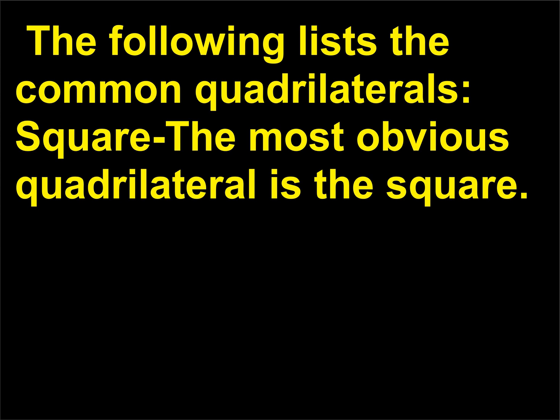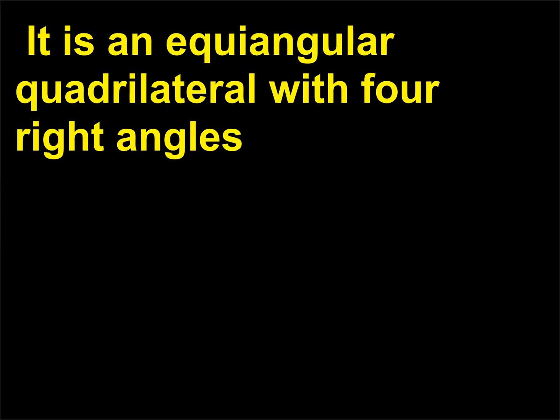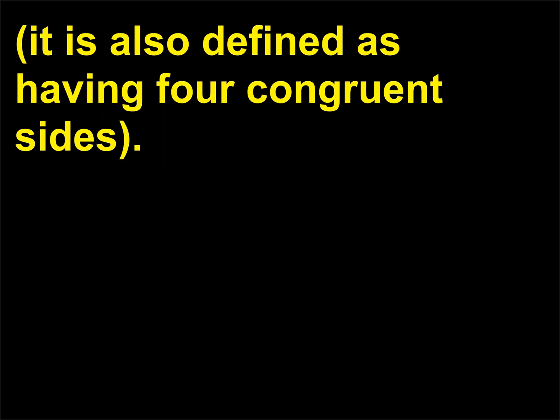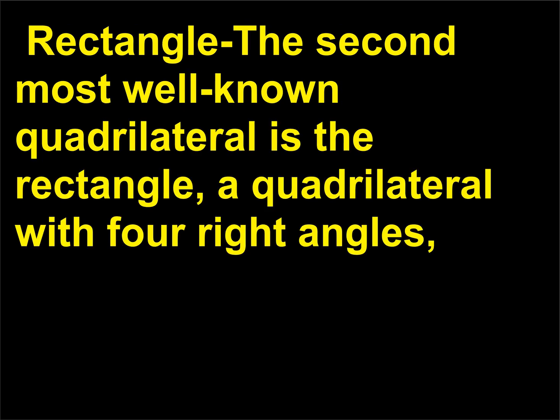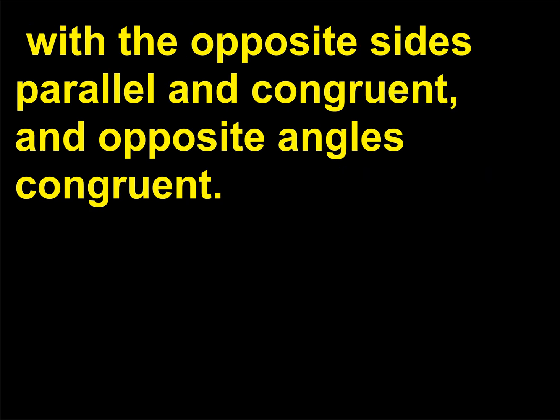Square. The most obvious quadrilateral is the square. It is an equiangular quadrilateral with four right angles. It is also defined as having four congruent sides. Rectangle. The second most well-known quadrilateral is the rectangle, a quadrilateral with four right angles, with the opposite sides parallel and congruent, and opposite angles congruent.